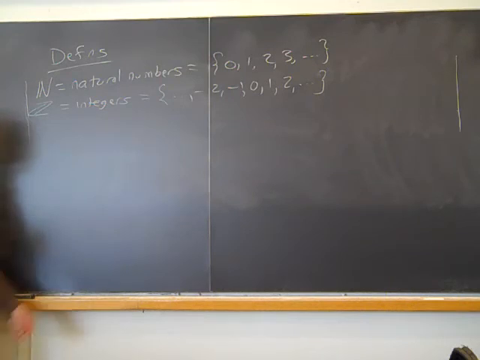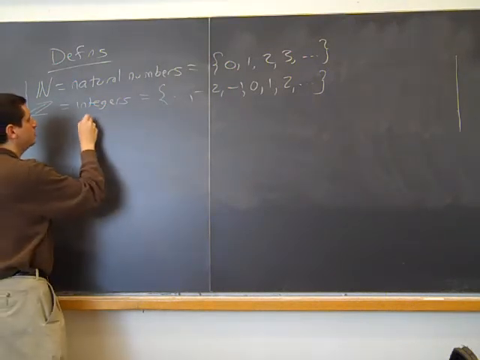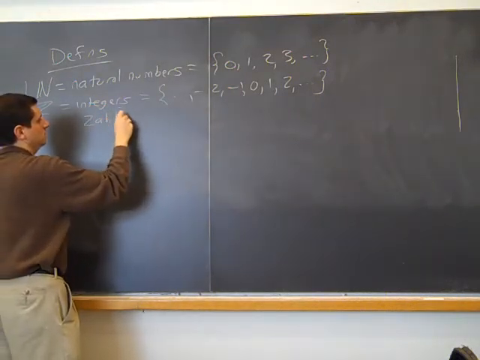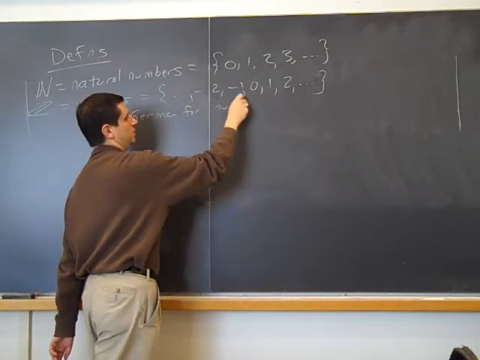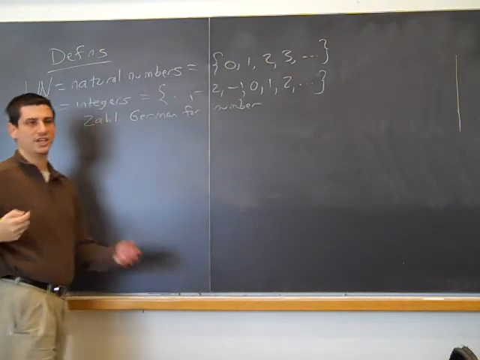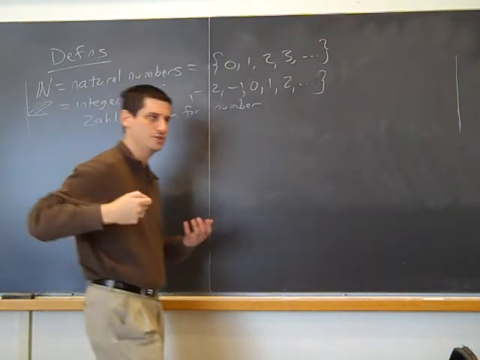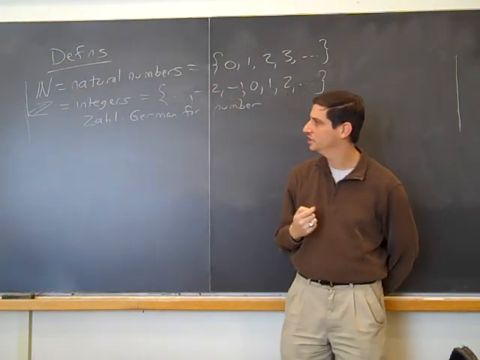Now, the question is, why are we denoting it by Z? Z is from the German for Zahl. So that's German for number. And so it took a while before we start getting terms defined by the English, and not just terms defined by the French and the Germans.